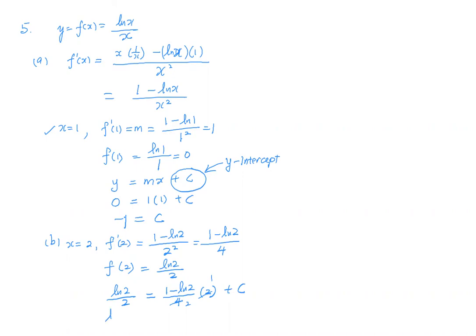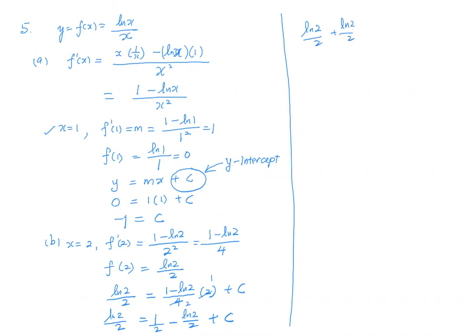So you will have ln 2 over 2 equals 1 over 2 minus ln 2 over 2 plus c. So you will end up with ln 2 over 2 plus ln 2 over 2 minus half equals c. So you have ln 2 minus half. So you see the pattern? Then you do c. So you just keep repeating the same thing. Understand?